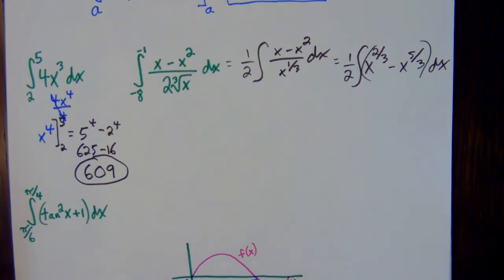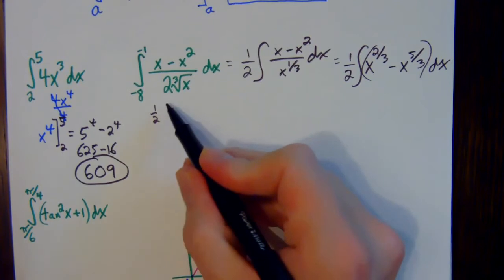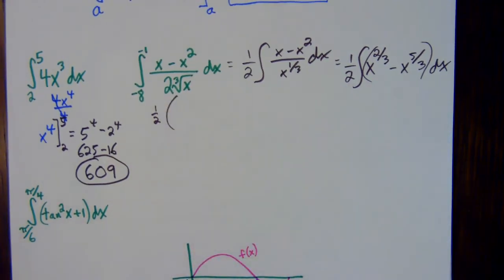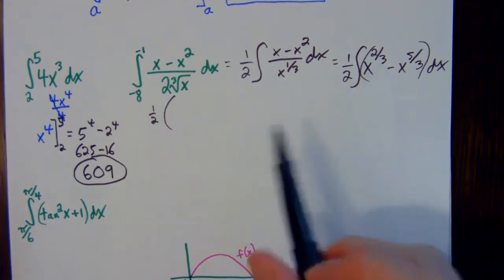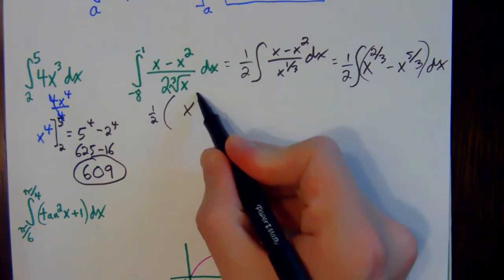And now you've got to remember to integrate that thing. So the 1/2 I'm going to carry down in front. Just leave those extra constants out in front. Sometimes when people distribute that, they make things a little bit too complicated. But you're going to integrate this. You're going to go x, you're going to add 1 to the exponent. So that's going to be 5/3.